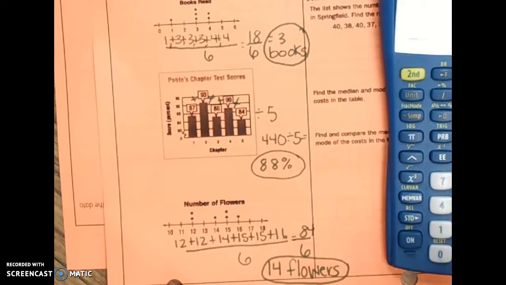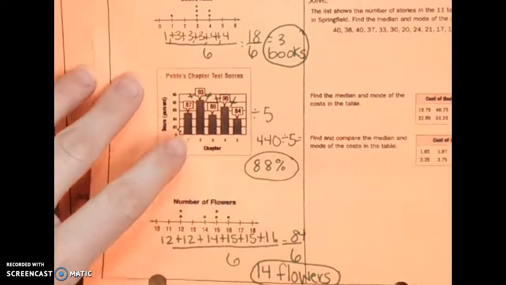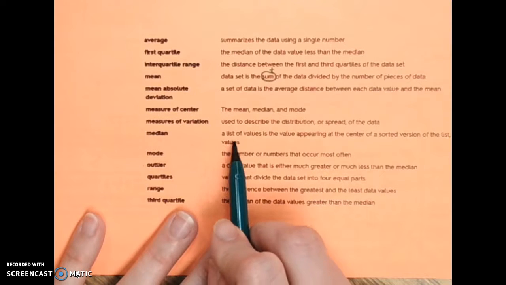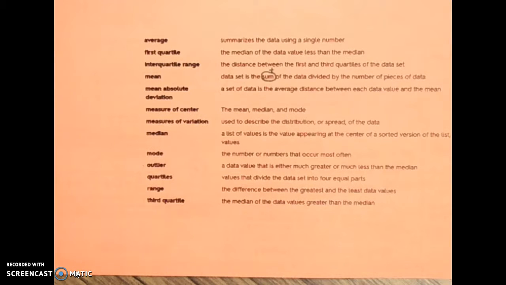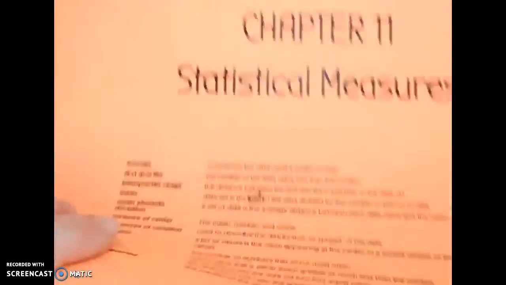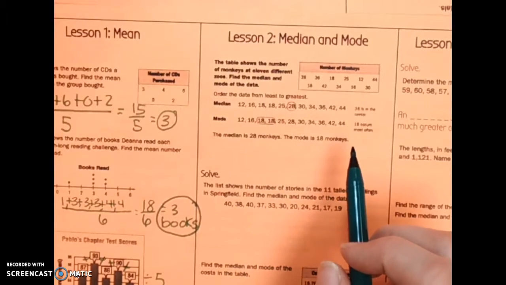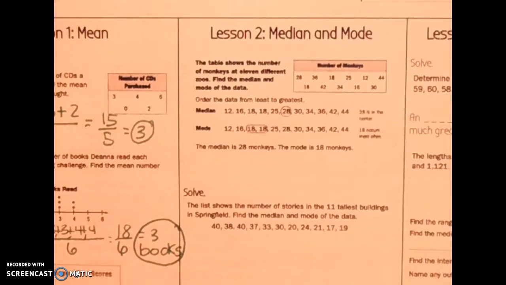Now we're going to look at the median and the mode. If we flip back to the front, it tells us that the median of a list of values is the value appearing at the center of a sorted version of the list, or the mean of the two values in the center. The mode is the number or numbers that occur most often. So let's take a look at this. The table shows the number of monkeys at 11 different zoos. Find the median and the mode of the data.